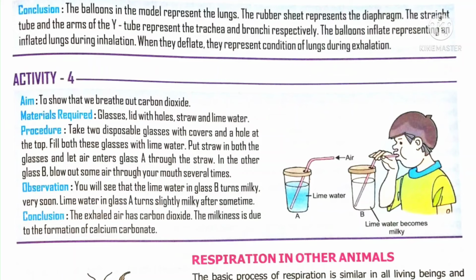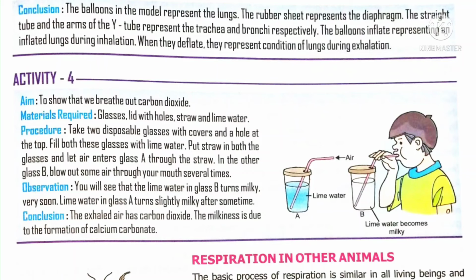What will happen? Because of carbon dioxide, a chemical reaction takes place in the glass. The lime water absorbs the carbon dioxide which is breathed out through the straw and turns milky. This is because of the formation of a new compound, calcium carbonate.